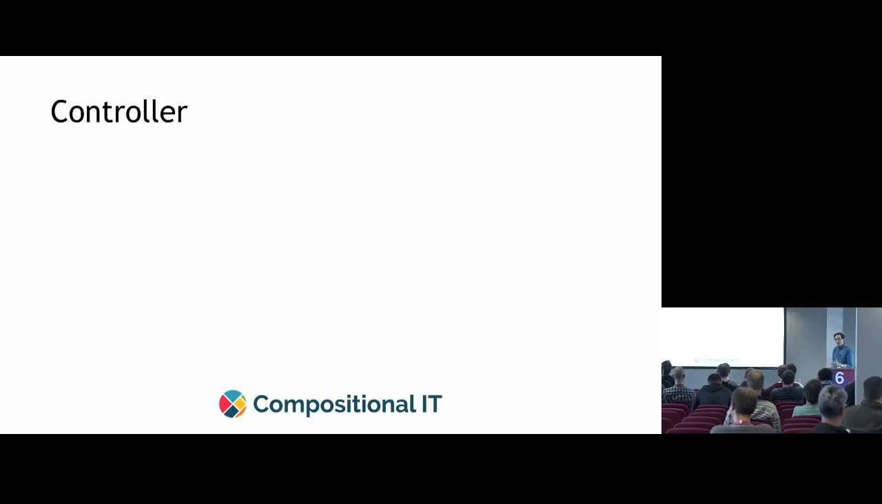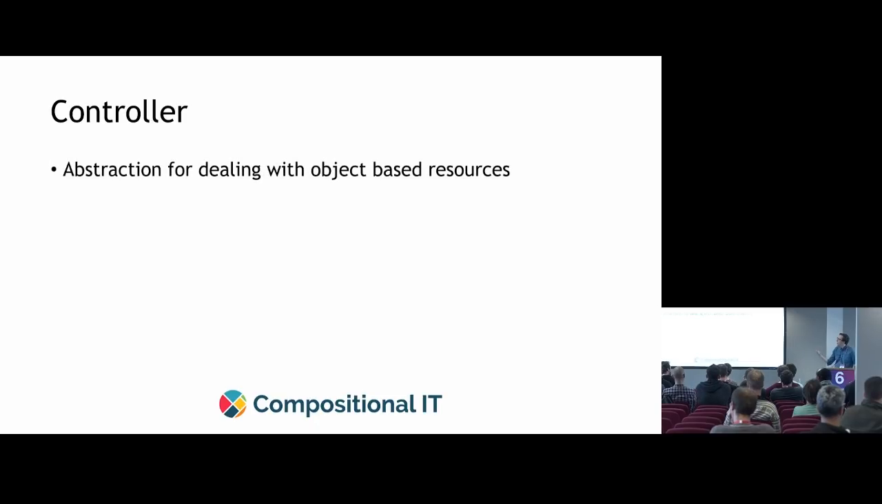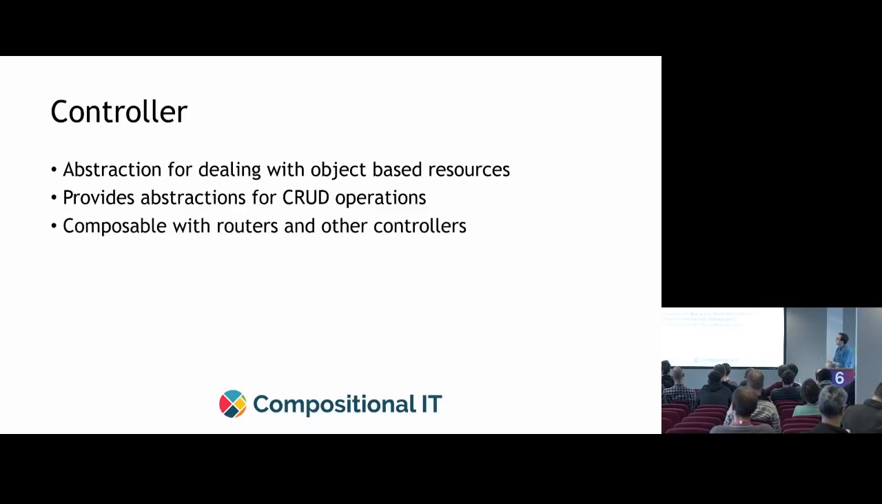Sometimes you don't want that low-level router configuration, though. Sometimes you want a bit higher level, and that is accessed through this controller abstraction. So this is an abstraction for dealing with object-based resources. So if you think of a router as a means of accessing an individual function, a controller is a way of grouping together functions which operate on a single object. So an object might be a person, or a room, or a meeting. And so it provides abstractions for CRUD operations. And this is fully composable with routers and other controllers as well.